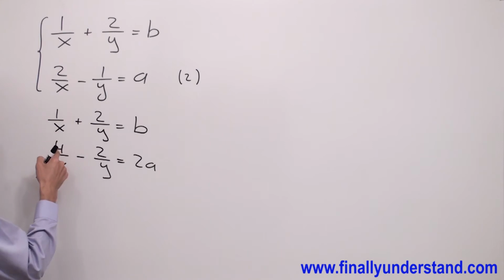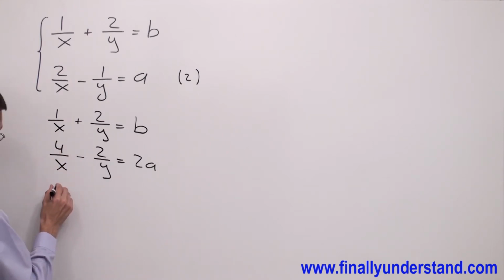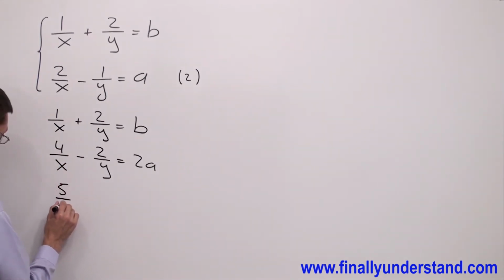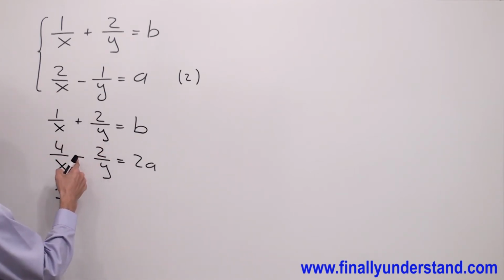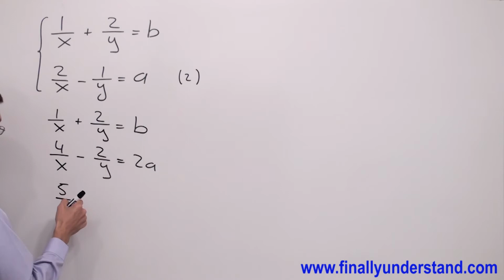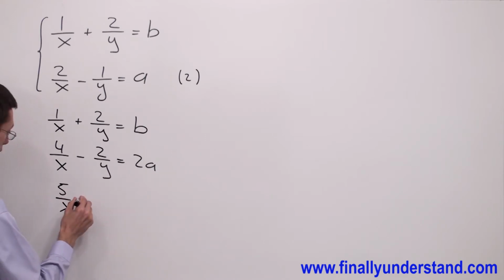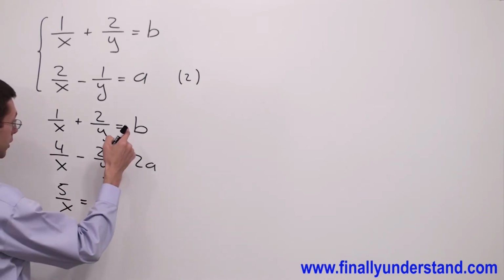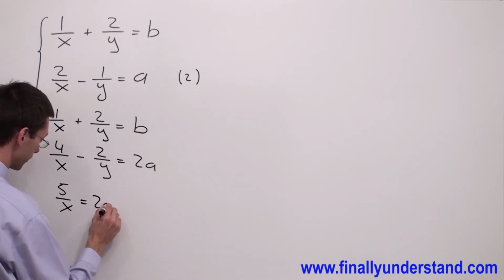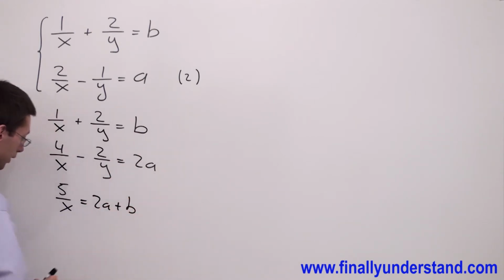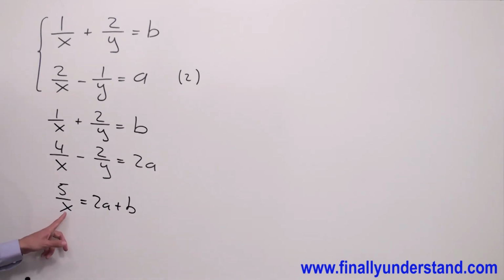1 over x plus 4 over x is 5 over x. Minus 2 over y plus negative 2 over y is equal to 0. I'm not going to write it. And this is equal to b plus 2a, which is nothing else, just 2a plus b. We have to find x.